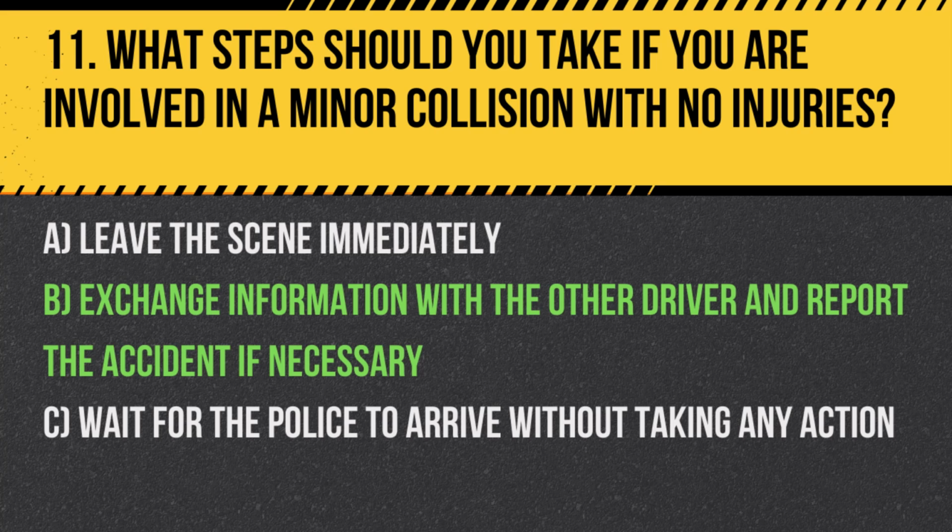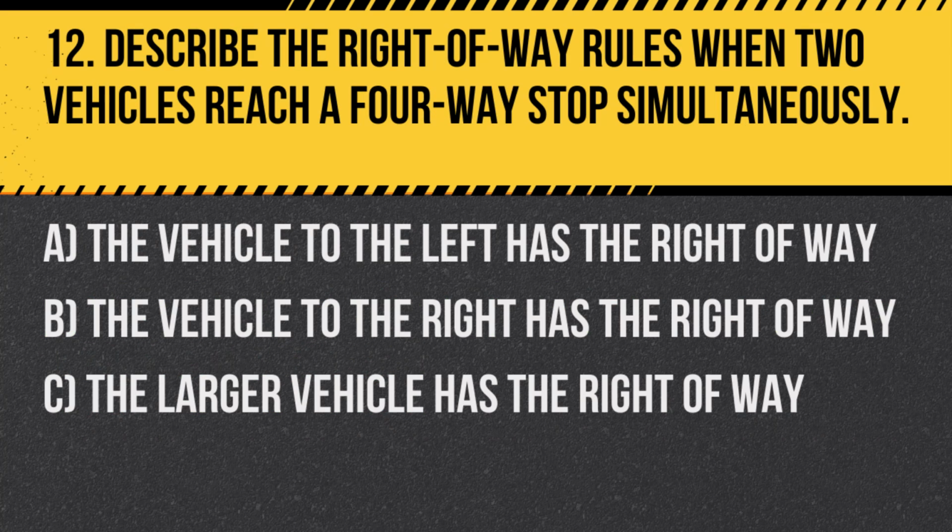It's important to exchange contact and insurance details and report the accident to authorities if required. Question 12. Describe the right-of-way rules when two vehicles reach a four-way stop simultaneously. A. The vehicle to the left has the right-of-way. B. The vehicle to the right has the right-of-way. C. The larger vehicle has the right-of-way.